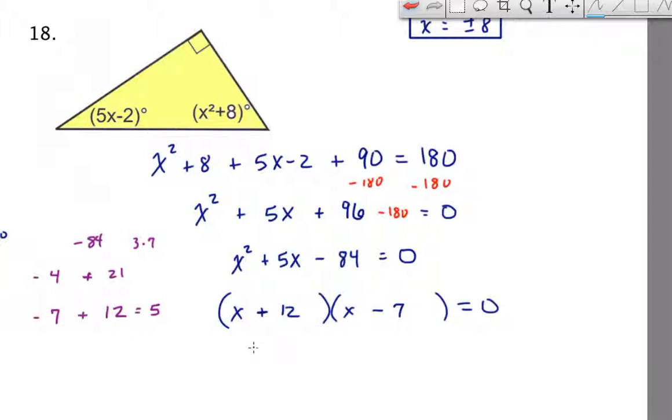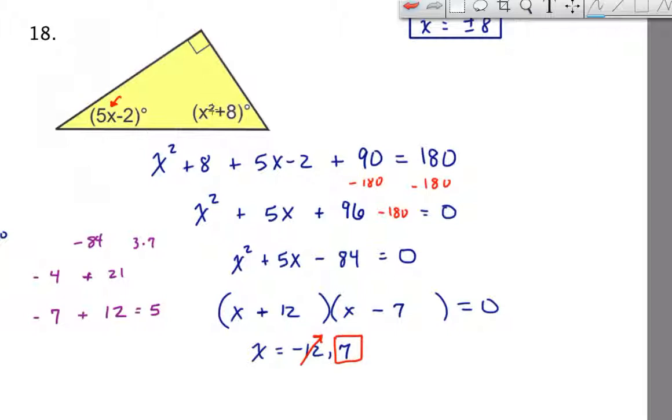So what's my answer here? Negative 12, 7. Okay, and then you can't use negative 12, right, because when I put it in up here, it gives a negative angle, right? Yeah, so you have to use 7. Okay, so let's use 7.